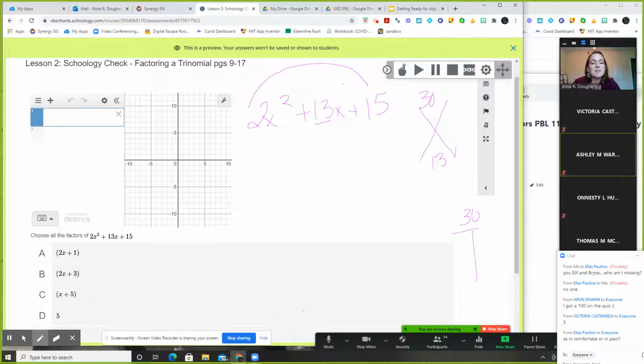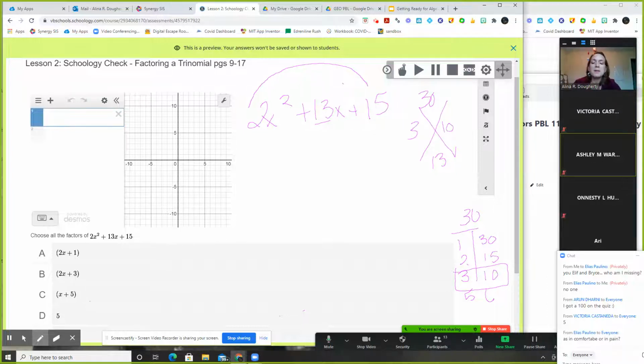This part stresses out a lot of people. So if you need to, draw the t-table. Again, all I'm doing is going through the number line. 1 goes into 30 30 times. 2 goes into 30 15 times. 3 goes into 30 10 times. 5 goes into 30 6 times. I skipped 4 because 4 doesn't go into 30 evenly. So which pair of those will add up to 13? Or subtract to 13? These are all adding, so 3 and 10.